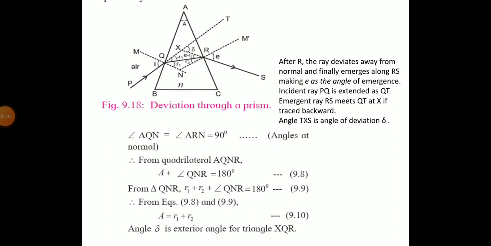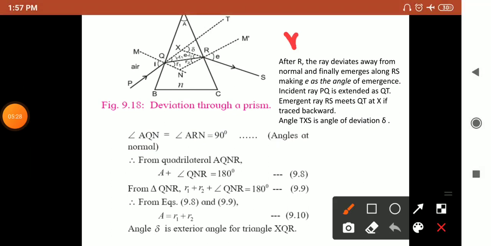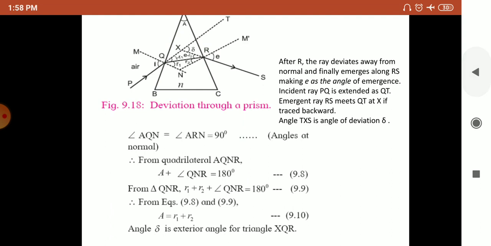Look at this diagram. This diagram shows the principal section ABC of a prism of absolute refractive index n, which is in air. AB and AC are the refracting surfaces and BC is the base.